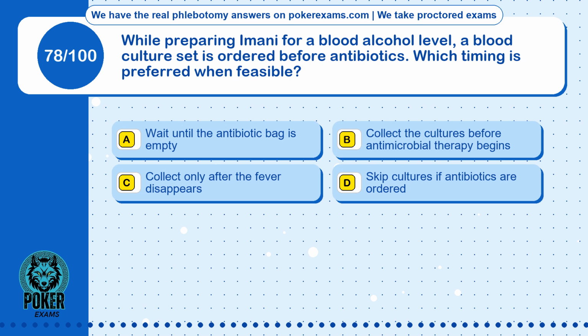Question 78. While preparing Imani for a blood alcohol level, a blood culture set is ordered before antibiotics. Which timing is preferred when feasible? Option A. Wait until the antibiotic bag is empty. Option B. Collect the cultures before antimicrobial therapy begins. Option C. Collect only after the fever disappears. Option D. Skip cultures if antibiotics are ordered.